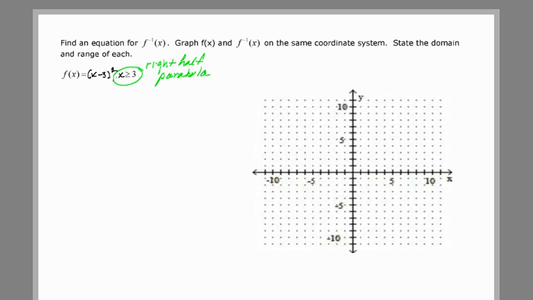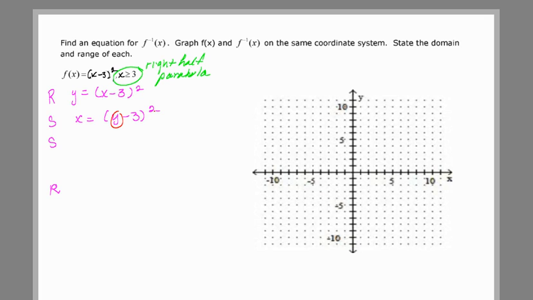So let's go through our steps, the R, S, S, R steps, to actually find the equation. So first R means replace f of x with the letter y. Then we need to swap out x's and y's. Then we need to solve for y. There's our y we need to solve for.